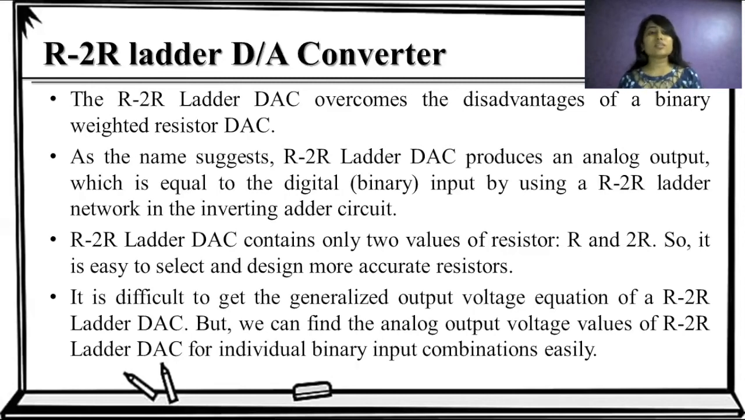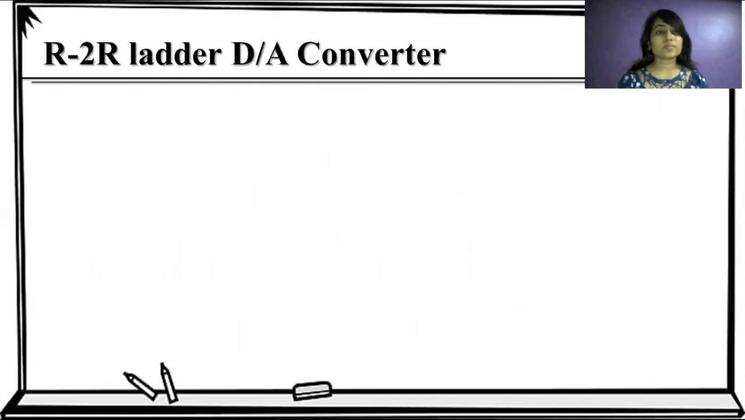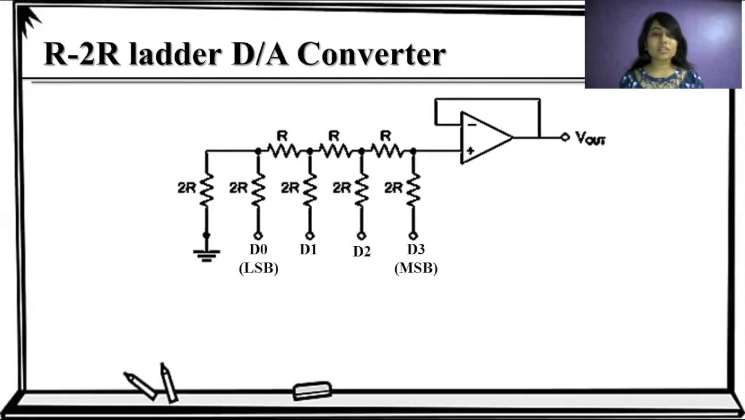Now let's discuss how we can convert digital information into analog information using these two resistor values R and 2R and this ladder network. Here we have a graphical representation of the R2R ladder network. This figure shows D2A conversion for 4-bit digital information. Here we have 4 bits, D0, D1, D2, D3. D3 is the MSB and D0 is the LSB.